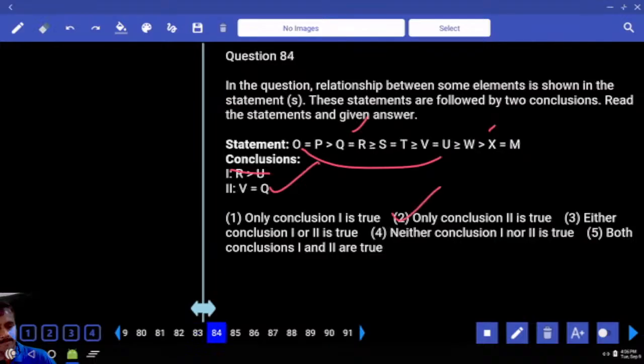Then 84. Now in this 84, R and U. Now R is here, U is here. R to U. R greater than or equals to U. Clear? R is either greater or equal. Now V. V and U are one and the same. You can take U in the place of V. And Q and R are one and the same. Isn't it? Hence you can take Q. R greater than or R equals. R greater than or equals to. Either greater or equal. Choice 3, 84.